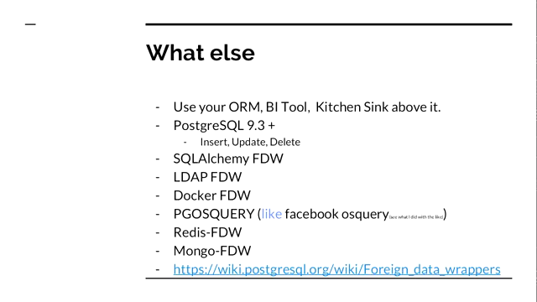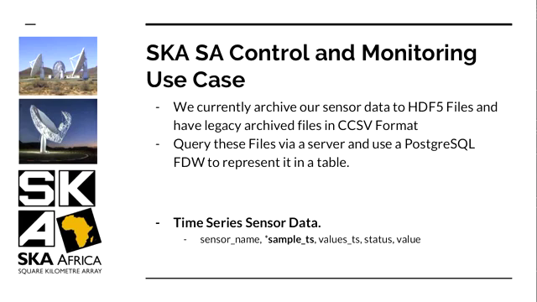If you have Postgres 9.3 plus, you can even do inserts, updates, and deletes. There's quite a few foreign data wrappers that are out there. There's foreign data wrappers that connect to SQL Alchemy, LDAP, Docker, even there's a PG OS query, which is basically like Facebook's OS query, but within Postgres. And then there's also the Redis foreign data wrapper, MongoDB foreign data wrapper, and there's much more on the PostgreSQL wiki.